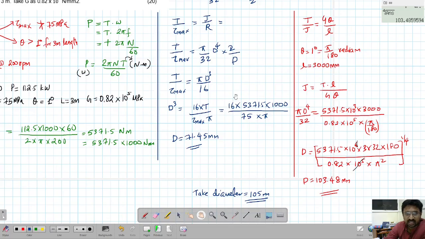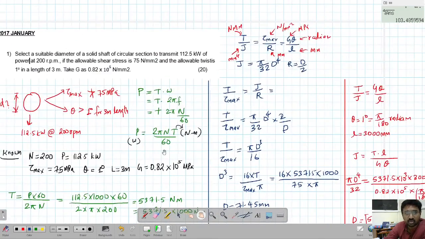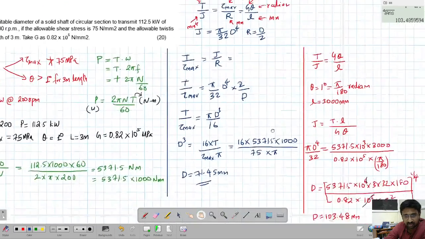So I hope this is clear. Again, in torsion, always remember there are only two formulas that you have to remember. This is the first formula, this is the second formula. Then you just have to know what to use when you are solving.